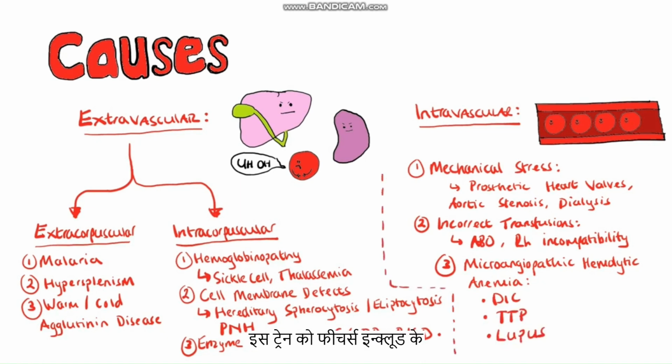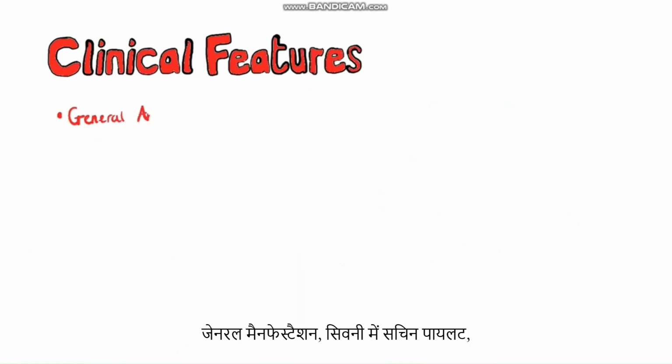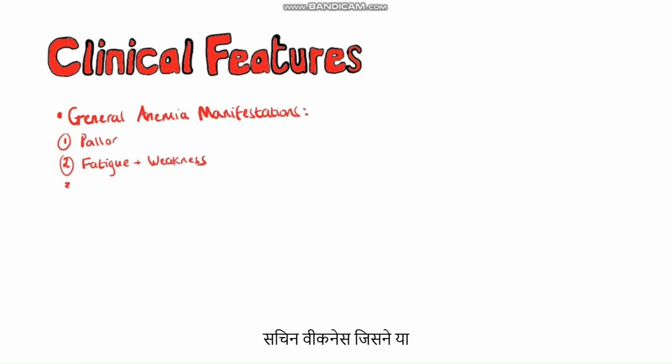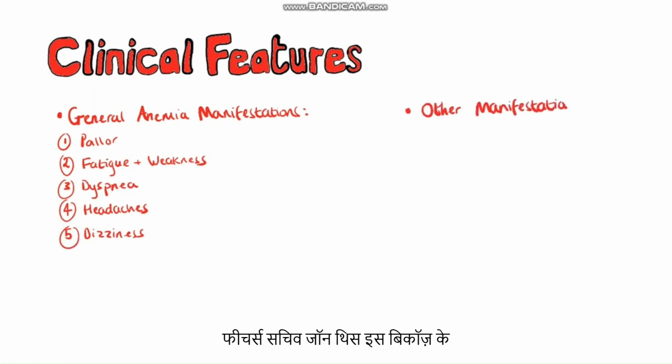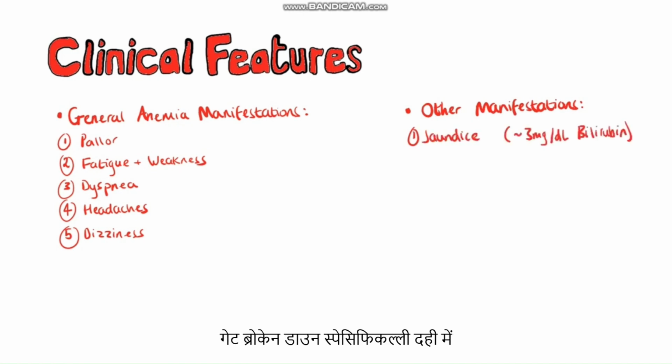even lupus. Clinical features include the general manifestations of anemia, such as pallor, fatigue and weakness, dyspnea, headaches, and dizziness. But due to the increased destruction of the red blood cells in hemolytic anemia, we also see some other features, such as jaundice, that occurs because the hemoglobin released when the red blood cells die can get broken down, specifically the heme portion being broken down into bilirubin, which will give the yellow appearance of the skin and sclera when levels get above approximately 3 mg per deciliter.